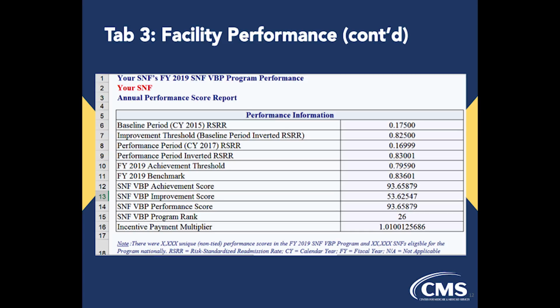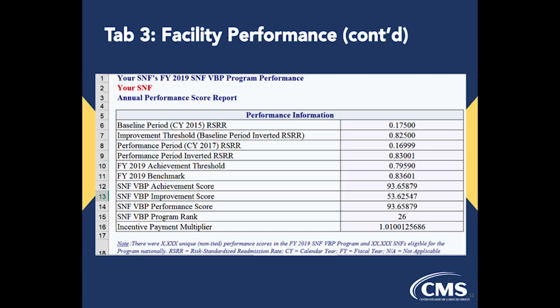This tab contains the following important information about each SNF's performance for the fiscal year 2019 program. Row 6 contains the calendar year 2015 RSRR. This is the readmissions rate, or RSRR, during the baseline period used to determine SNF's improvement score. Row 7 contains the improvement threshold, also known as the baseline period inverted RSRR. This inverted RSRR is compared to the performance period inverted RSRR to determine improvement.